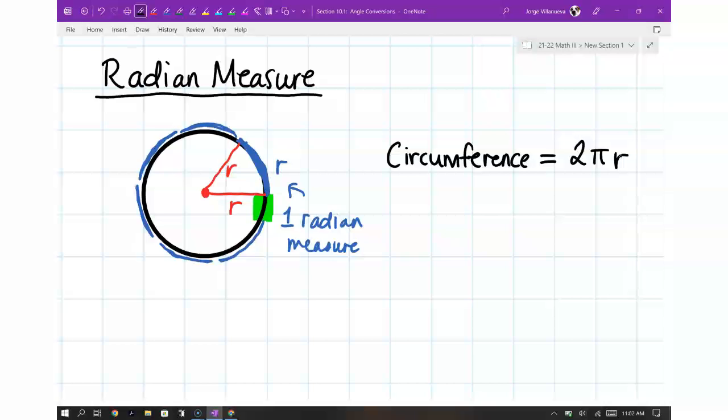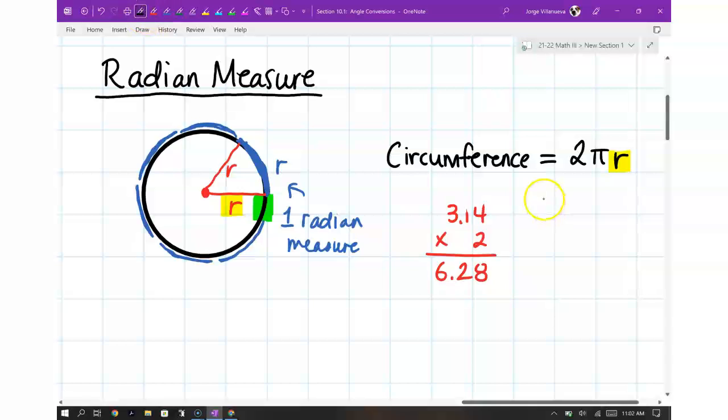If you want to figure out how much distance there is all the way around a circle, you do 2 pi r, the radius of your circle. Now remember, r is our radian measure. In other words, to go all the way around the circle, we take 1 radian, r, 2 pi times that. What is 2 pi? So pi is 3.14. If I multiply it by 2, I get 6.28. So your circumference is 6.28 times r.